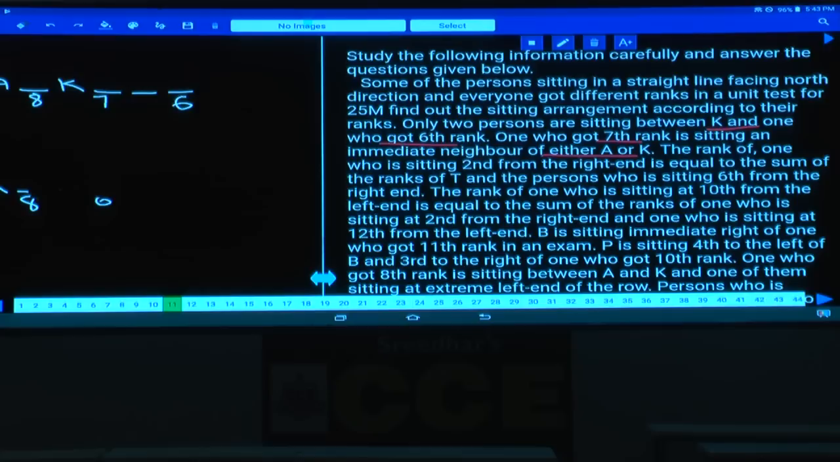Now we are left with how many cases? Now we are left with only 1 case. Are you following this one or not? As of now we are able to fix some 6 persons. Then the rank of the one who is seated second from the right hand. Now here he is talking about whom? The person who is seated second from the right hand.